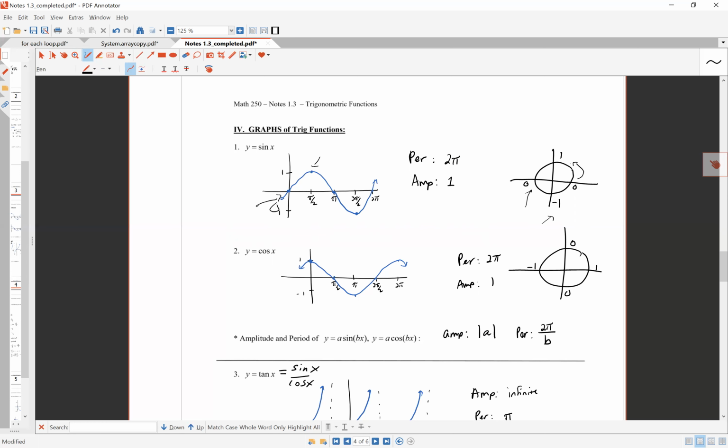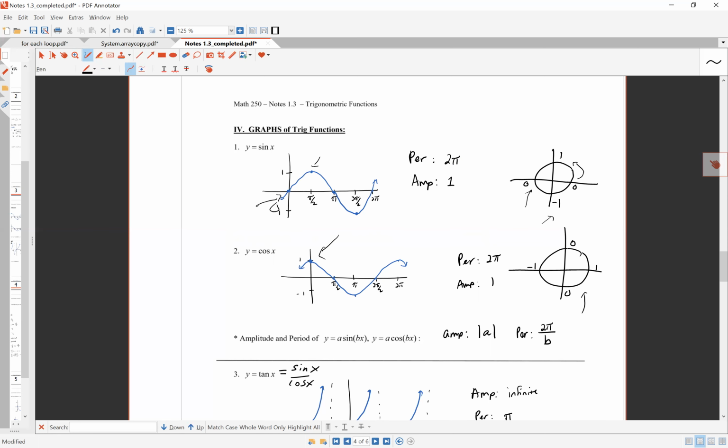For cosine, again, we're just graphing the first coordinate as we go around the unit circle. So here I wrote out the first coordinates. At angle 0, the first coordinate is 1. Then at pi over 2 we have 0, -1, and then 0. So for cosine, at 0, the first coordinate is 1, right? So that's where that 1 comes from. It's just the first coordinate at angle 0.